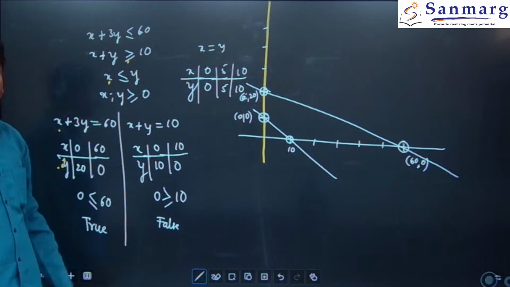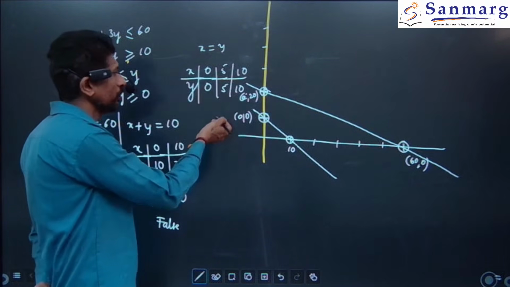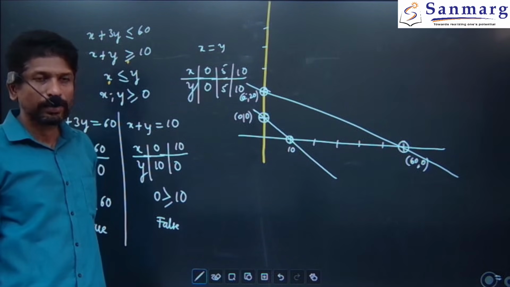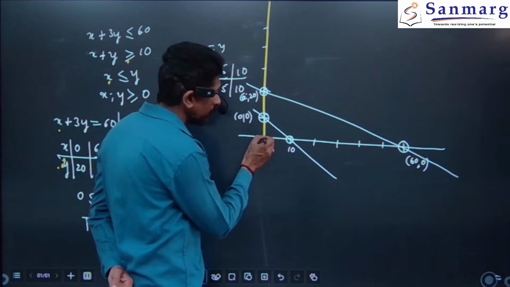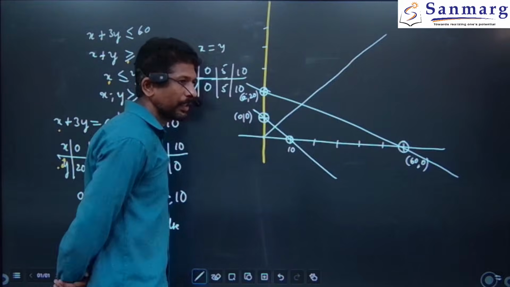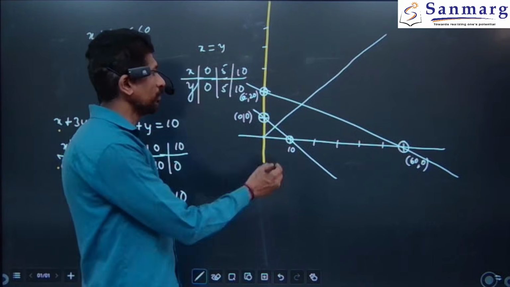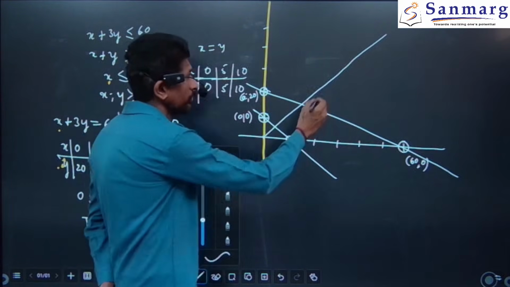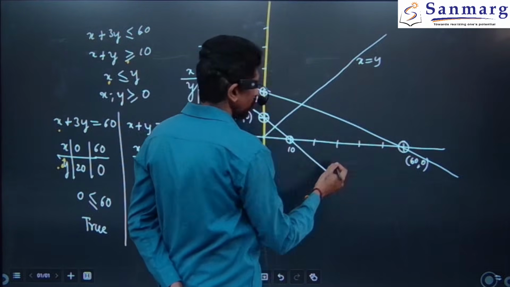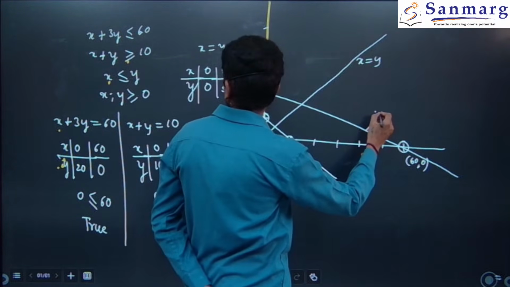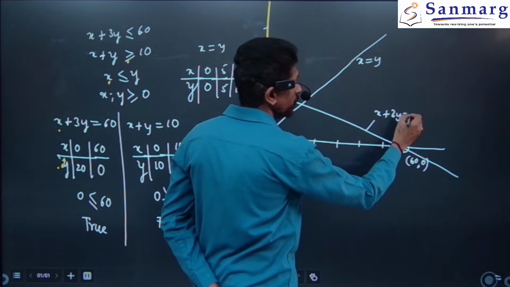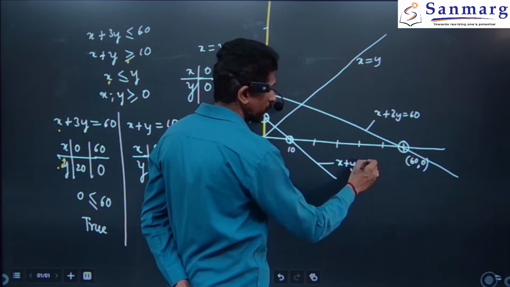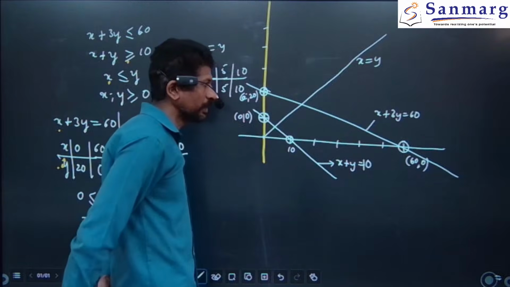X is less than or equal to y. As you know, x is 0, y is 0; x is 5, y is 5; x is 10, y is 10; x is 20, y is 20; x is 30, y is 30 and so on. So automatically that is the identity function. It always moves in a 45-degree direction. This line is nothing but x is equal to y. The first line is x plus 3y is equal to 60. The second line is x plus y is equal to 10. This way you have to mention them in the graph.